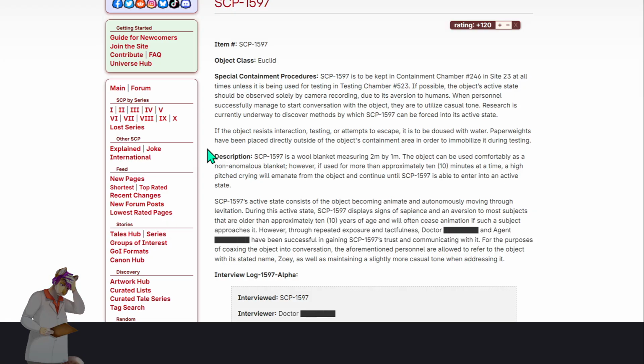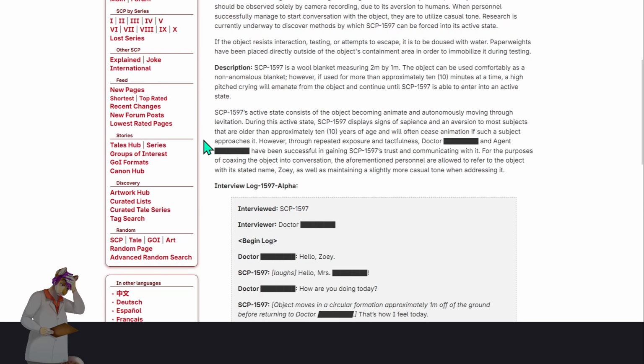When personnel successfully manage to start conversation with the object, they are to utilize a casual tone. Research is currently underway to discover methods by which 1597 can be forced into its active state. If the object resists interaction, testing, or attempts to escape, it is to be doused with water. Paperweights have been placed directly outside of the object's containment area in order to immobilize it during testing.